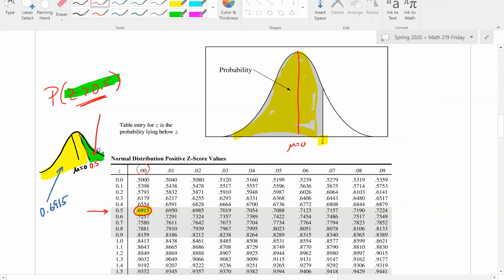But all I need to do is, again, recognize that the whole thing, all the area combined, is 100%. So let's take 100%, or 1, and let's subtract out what I don't want. I don't want this. I just want to be left with the green. So I'm going to subtract all that area away, and you would get 0.3085. That is this green shaded area here to the right of a z-score of 0.5.